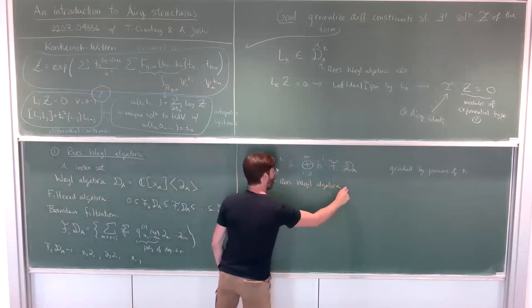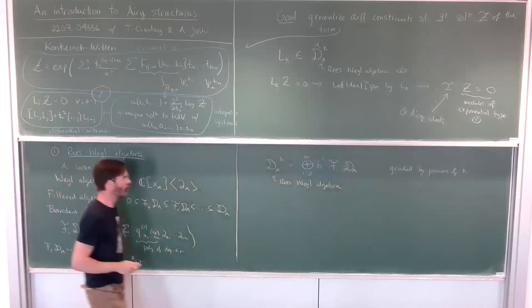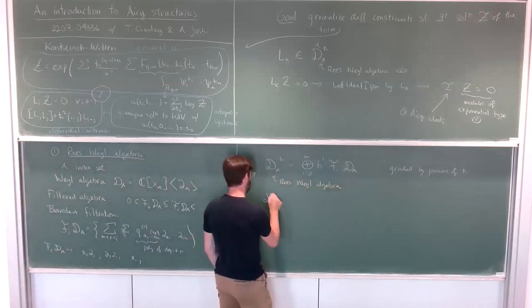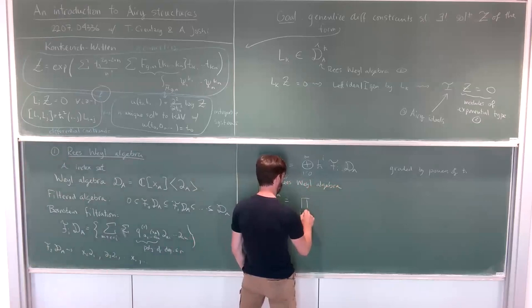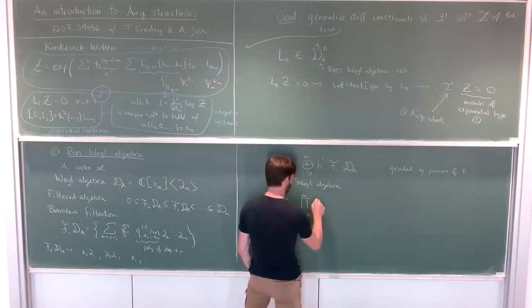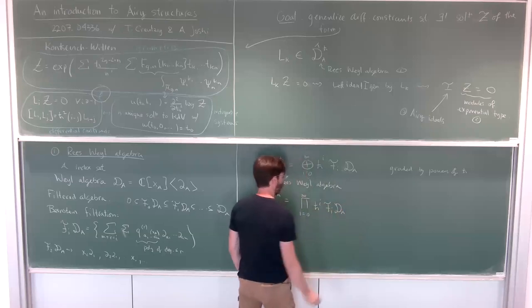But it's not quite where we want the differential operators to live. We need to do a little more, so we need to complete it. So look at the h bar-adic completion. What this means simply is that we're going to take a direct product instead of a direct sum, so we allow power series in h bar. That's all that we're doing.